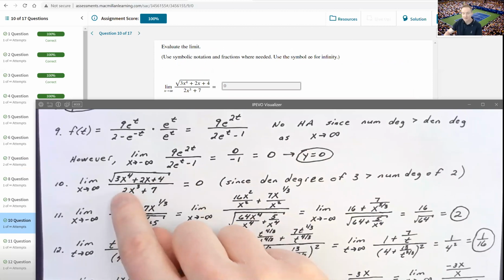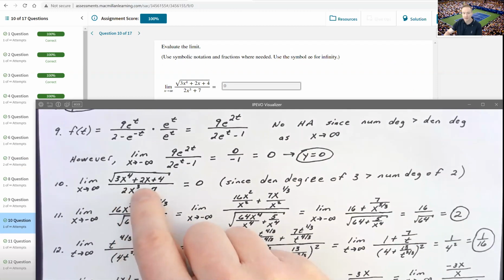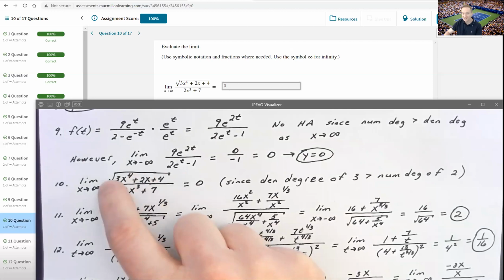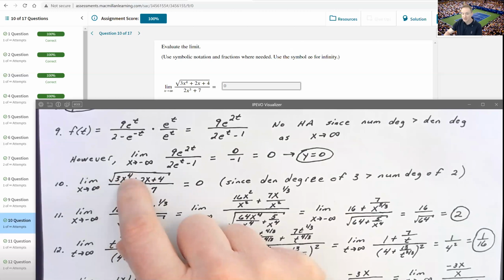Well, because if I say, guys, what's the degree of the denominator? It's degree 3. If I say, what's the degree of the numerator? Please be careful. Don't tell me it's degree 4. That x to the fourth is inside of a square root. So the numerator is degree 2.